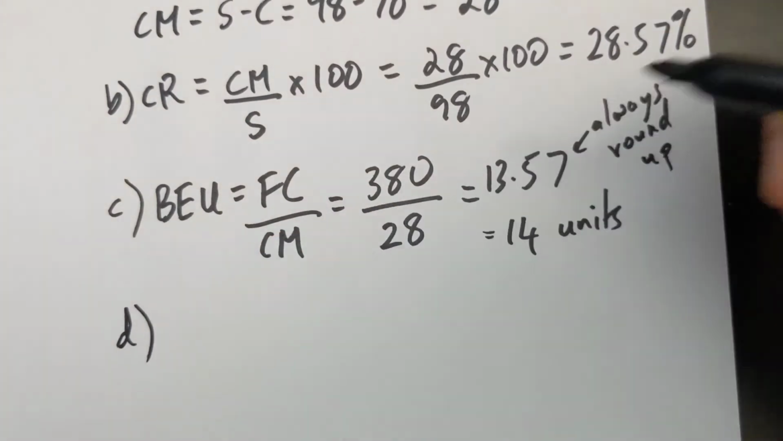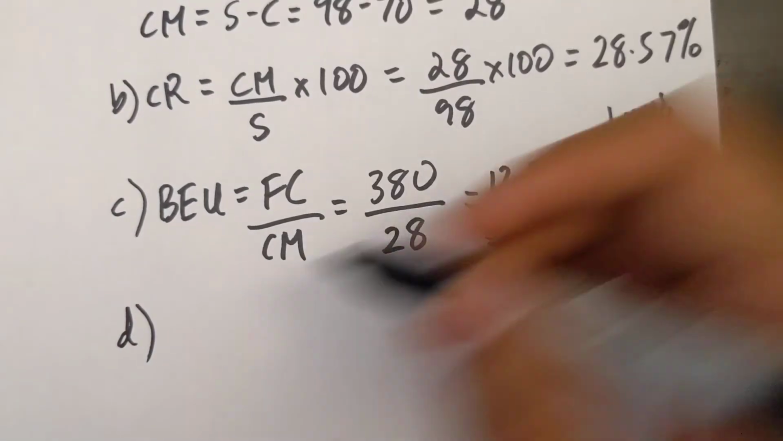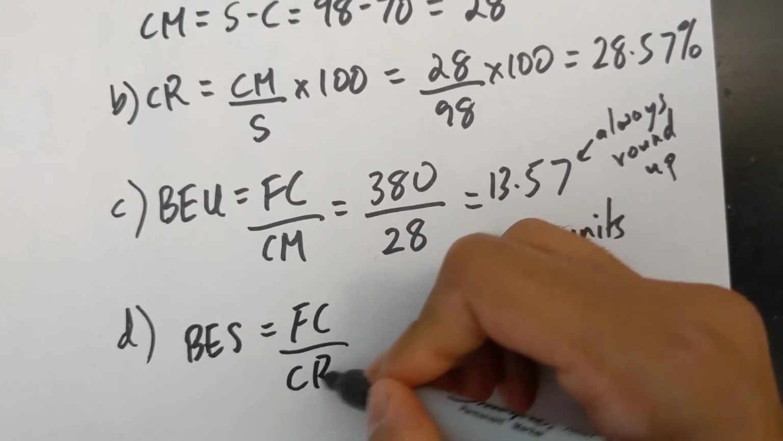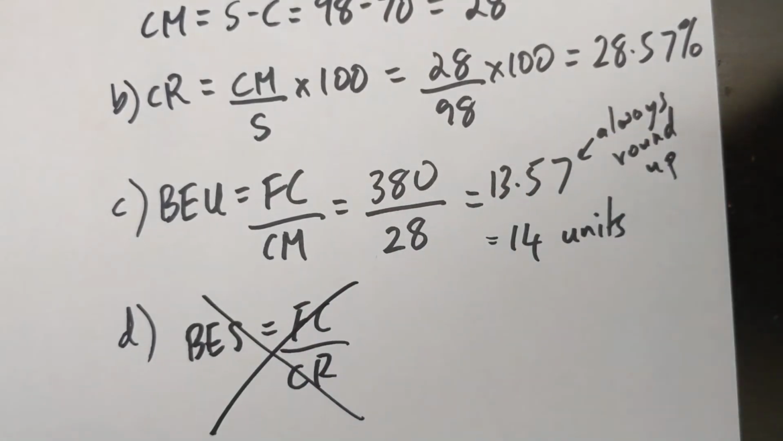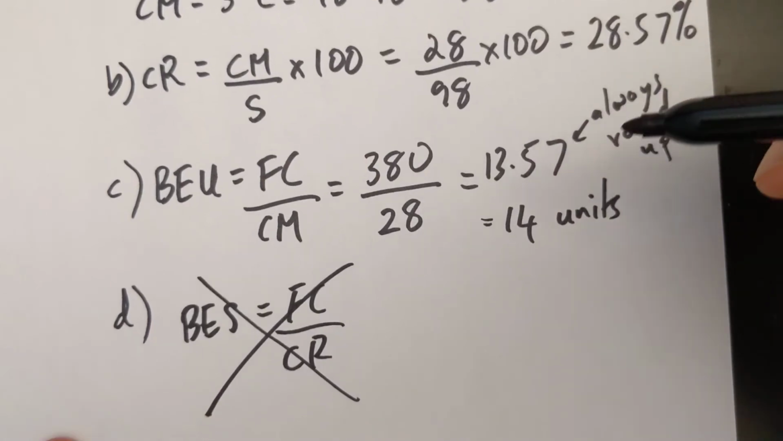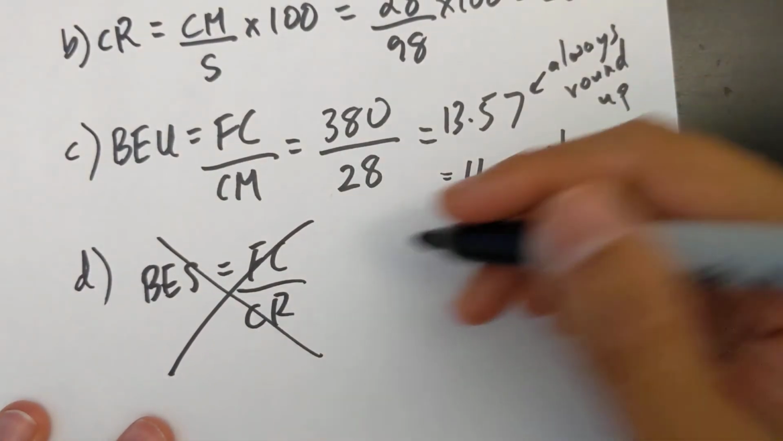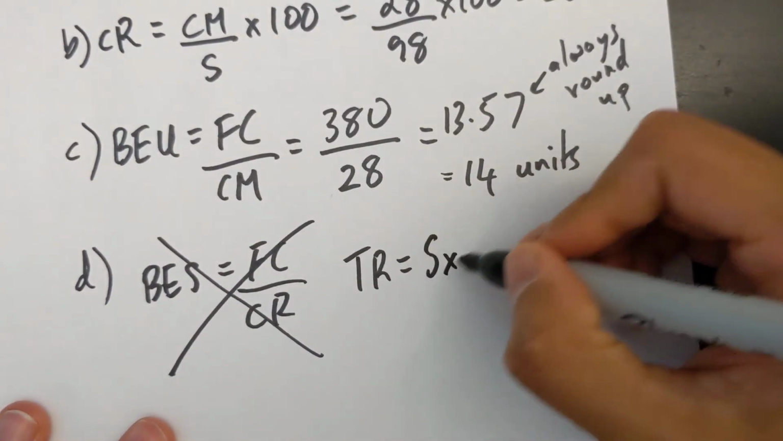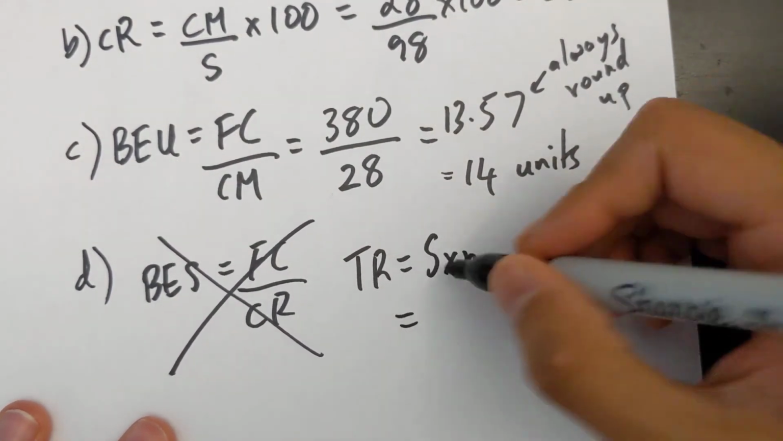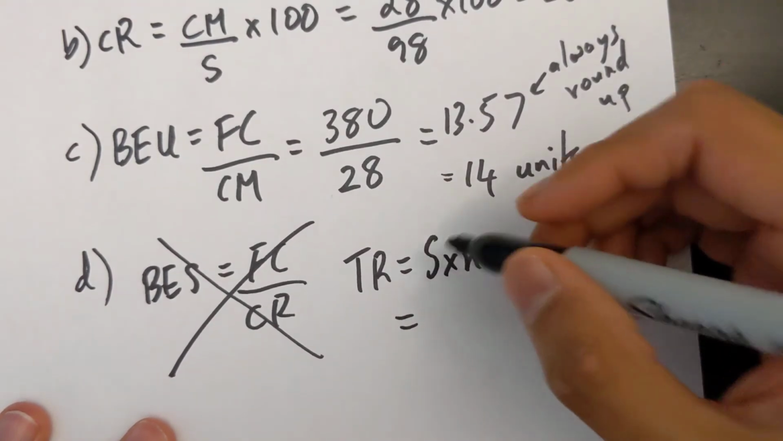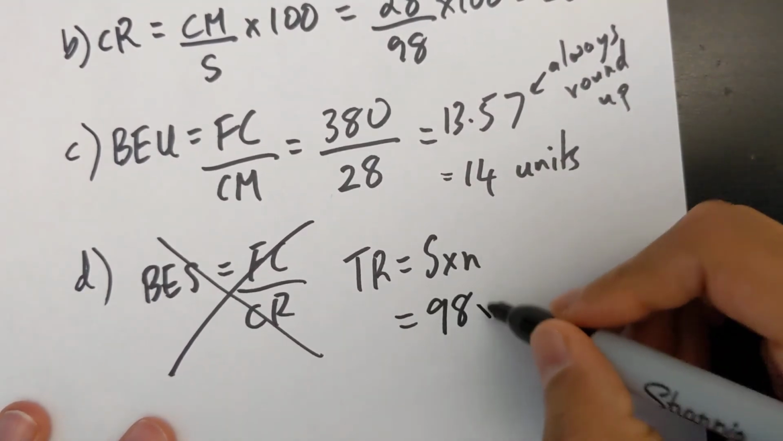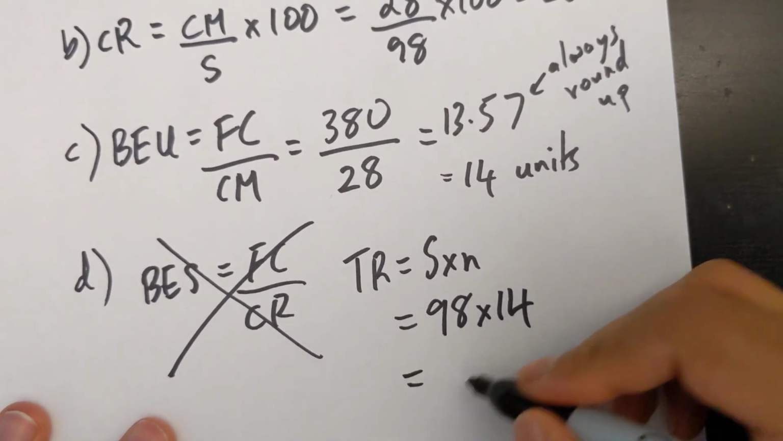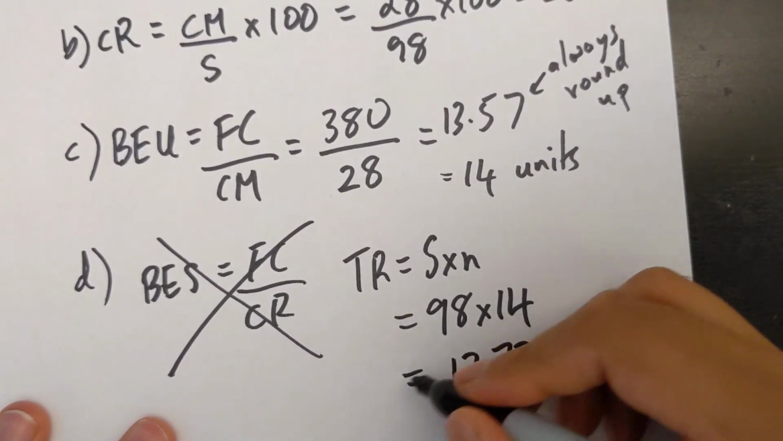And then if you round your break-even units, you can no longer use break-even sales equals fixed cost over contribution rate. This equation becomes invalid if you ever have to round this. Instead, you have to do the algebra method. So my total revenue is equal to S times N. That's the algebra method for your revenue equation. My selling price per unit is 98. I know I've sold 14 units to break even. That's going to give me my solution of $1372.